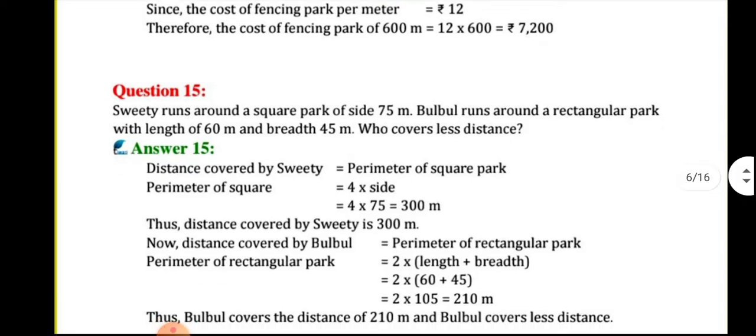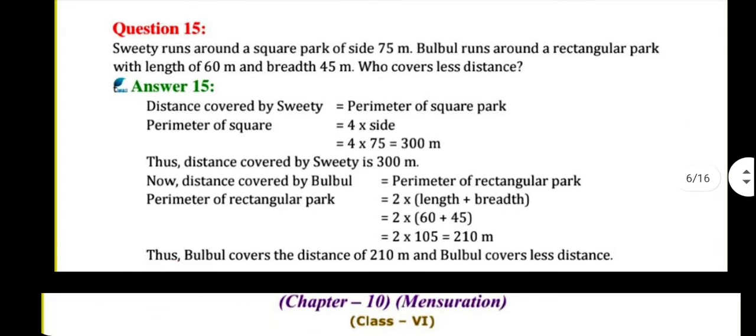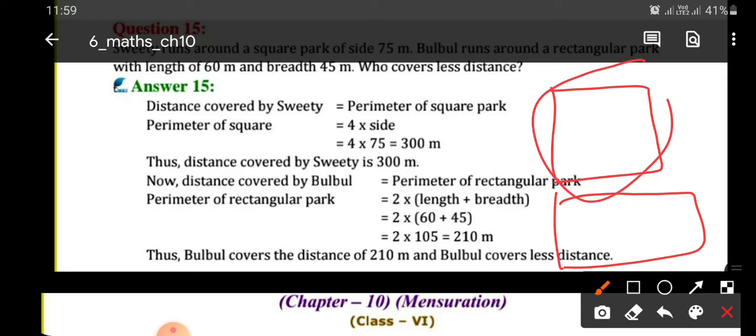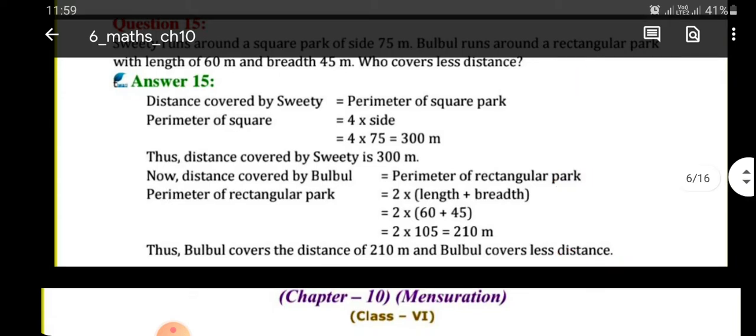Question number 15. Sweetie runs around a square park of side 75 meter and Bulbul runs around a rectangular park with the length of 60 meter and breadth 45 meter. Who covers less distance? Two parks are given, square and rectangular. Now we have to find out who covers less distance. Distance means length, and length means perimeter. So find out the perimeter of the square and the rectangle.